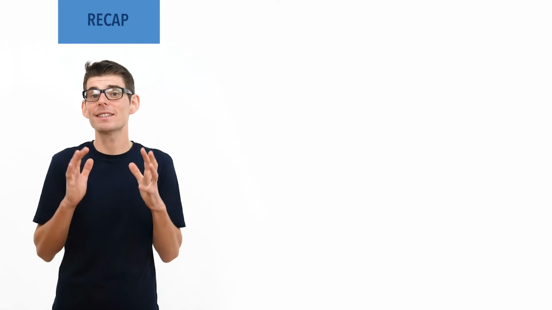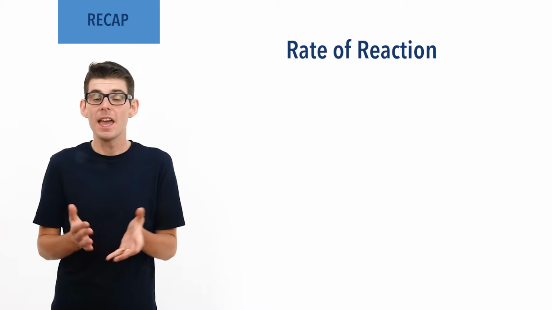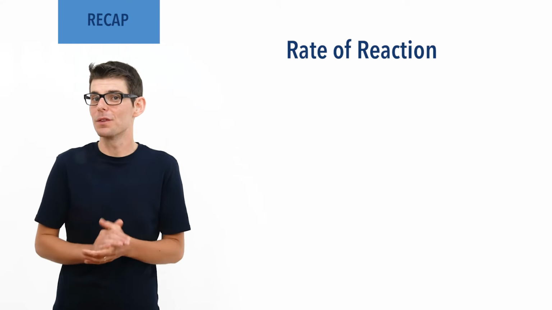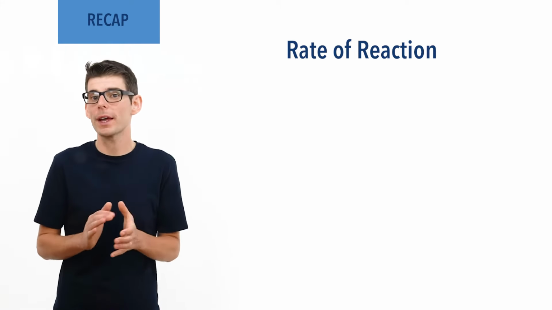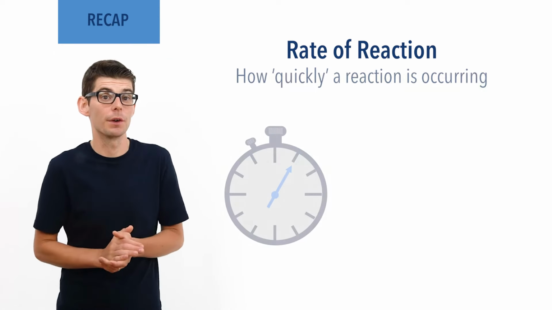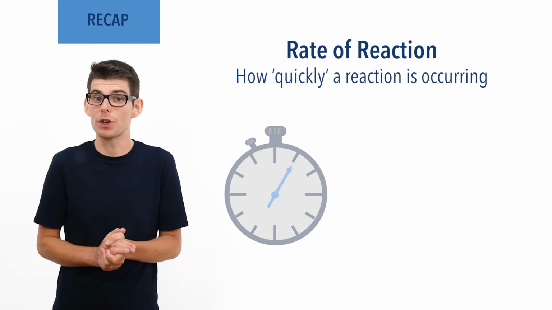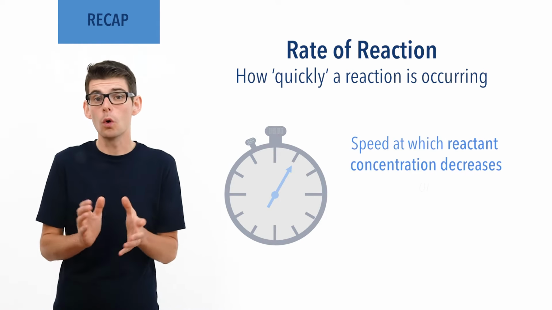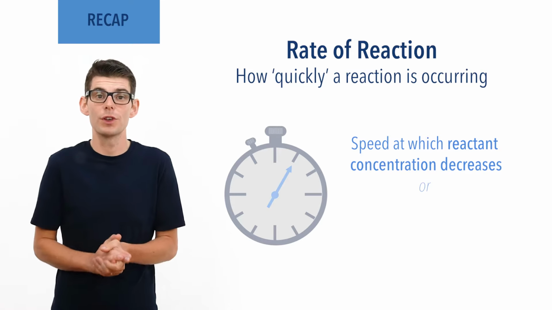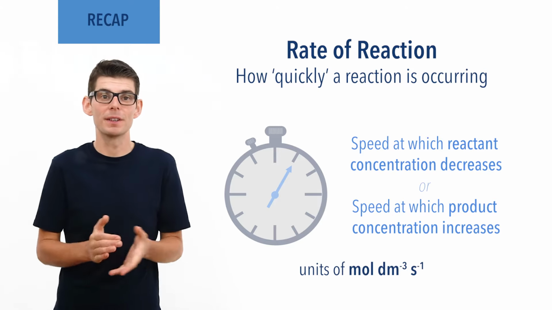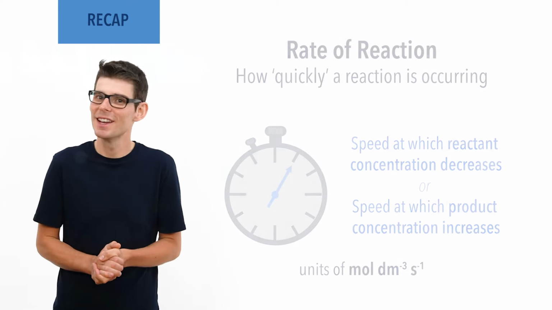Before we talk in detail about clock reactions, it is essential you are comfortable with what we mean by a rate of reaction. If unsure, please check out the videos just mentioned. As a quick outline for this video, however, rates of reactions describe how quickly reactions are occurring. They can be measured in terms of the speed at which reactant concentration decreases or the speed at which product concentration increases, given the units moles per decimeter cubed per second. Quick recap done, let's go.